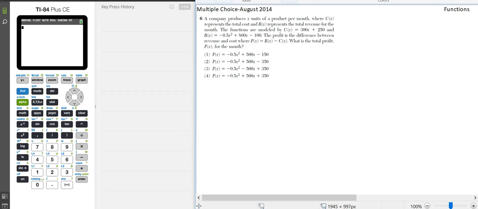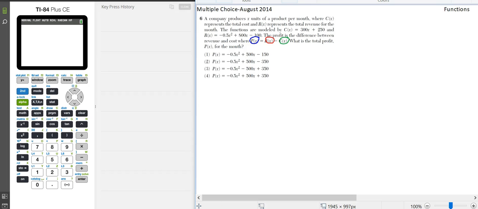So it's a very long question, but it's a very easy question. All we need to do is figure out what is P of x. And they tell us that P of x is R of x minus C of x. And they give us equations for R of x and C of x, so let's just write it out.